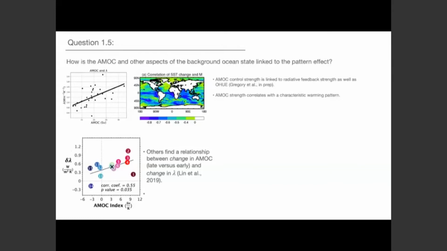And on the right is the pattern correlation of SST change and the strength of AMOC, showing that there is actually a characteristic pattern of models that warm in a certain pattern depending on the strength of their AMOC. And then also something super interesting is your work that we heard a little bit about, which is showing the relationship between the change in the AMOC between an early and late period and the change in the radiative feedback parameters, so the pattern effect. So that's really interesting too.